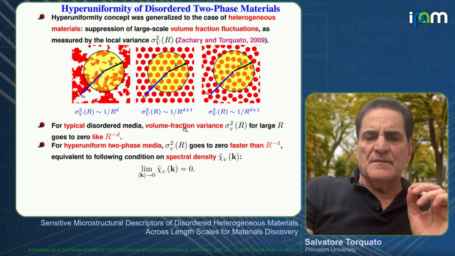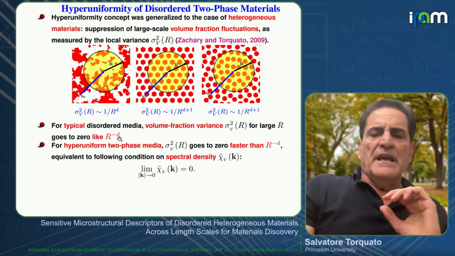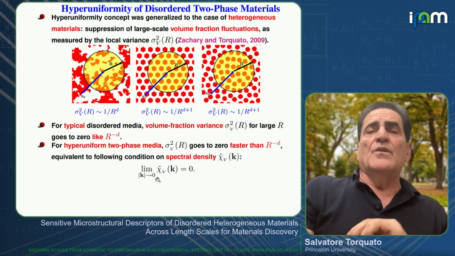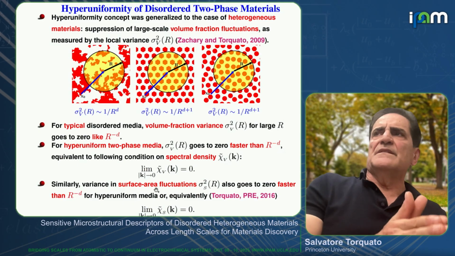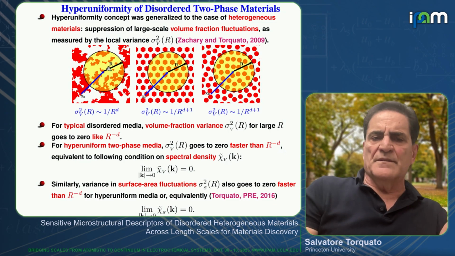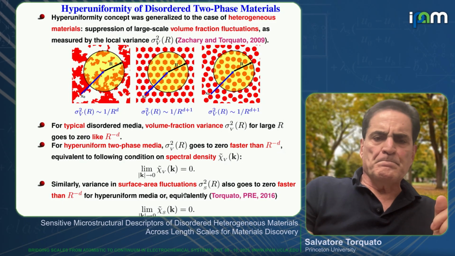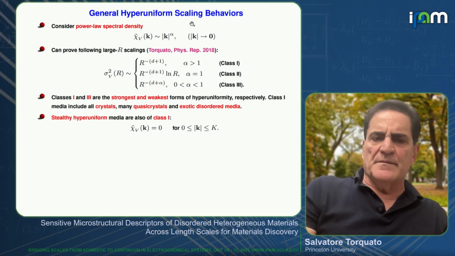Again, for a typical disordered system, the volume fraction variance for large r goes to zero like 1 over r to the dimension. An equivalent statement in terms of the spectral density is that the spectral density goes to zero as the wave number goes to zero. It turns out you can actually define the same type of behavior, not for the volume fraction fluctuations, but for the surface, the interface area fluctuations. And again, you have the same kind of behavior. There are general hyperuniform scalings besides the one that I just mentioned.